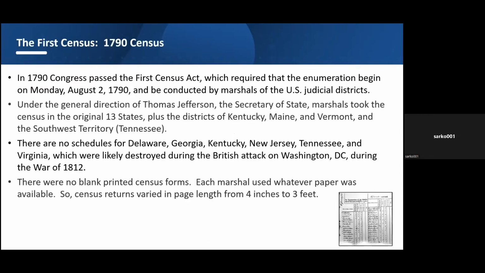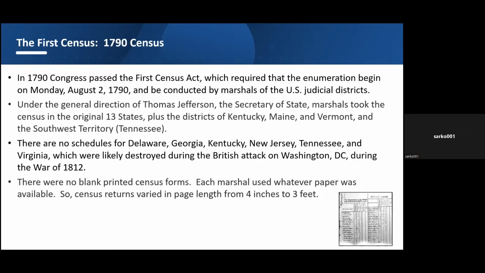The first census was in 1790. In 1790, Congress passed the first Census Act, which required that the enumeration begin on Monday, August 2nd, 1790, and be conducted by marshals of the U.S. judicial districts. Under the direction of Thomas Jefferson, the Secretary of State at the time, marshals took the census in the original 13 states, plus the districts of Kentucky, Maine, Vermont, and the Southwest Territory, which is Tennessee.